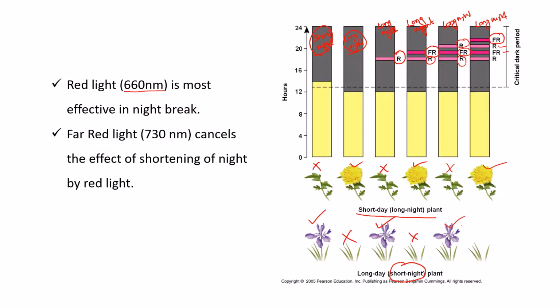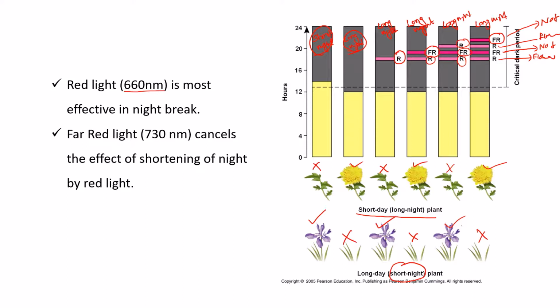Next, it is a long night plant. In long night, this long day plant will not flower. If we give red light, that will flower. If we give far red light, that will not flower. If we give red light, that will flower. If we give far red light, that will not flower. So, this plant will not flower. Okay. Is it clear?